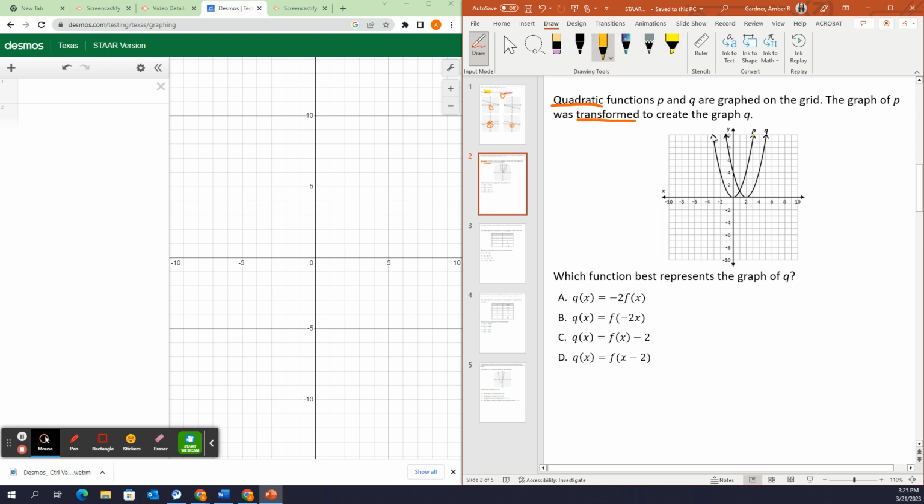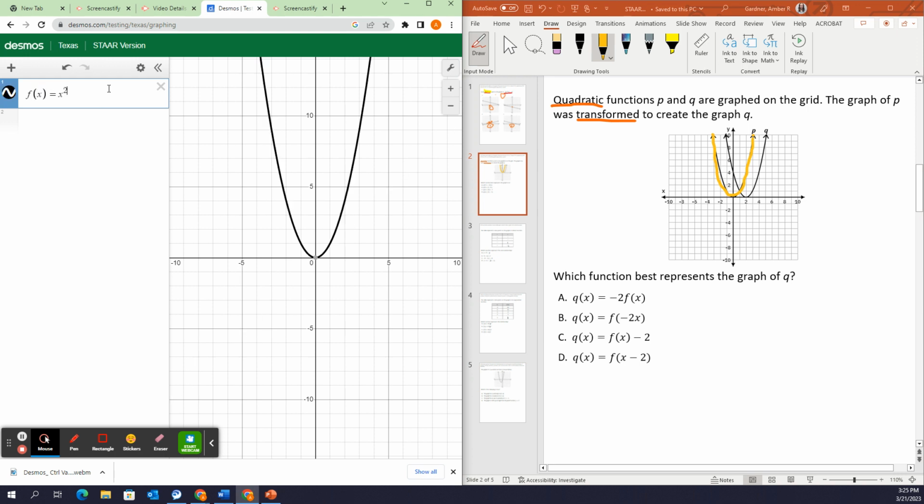P, right here, that is the parent function, okay? And our parent function for a quadratic graph or function is y equals x squared, or f of x equals x squared. So you can type that in and you see right here, y-intercept is 0, 0, opens up, sitting with one x-intercept on the x-axis. Now, something happened to Q where it made us take our parent function and slide it to the right, just a little bit to the right. So I'm going to type in each of these answer choices and see which one has a graph that also slides to the right. So I'm going to start with answer choice A.